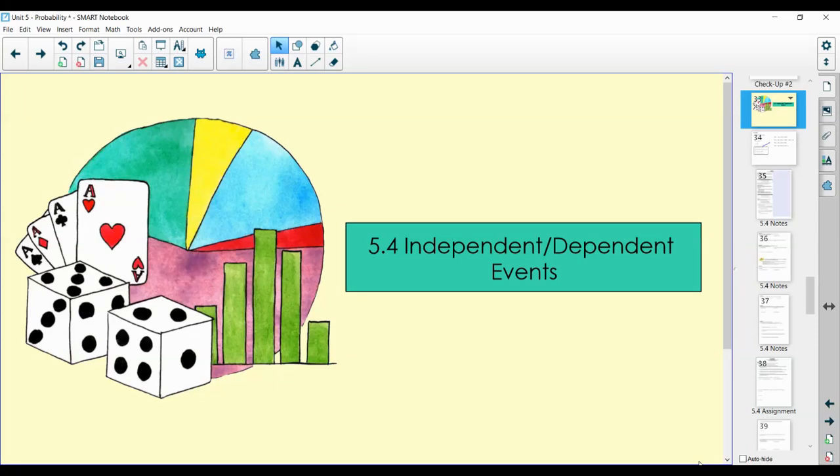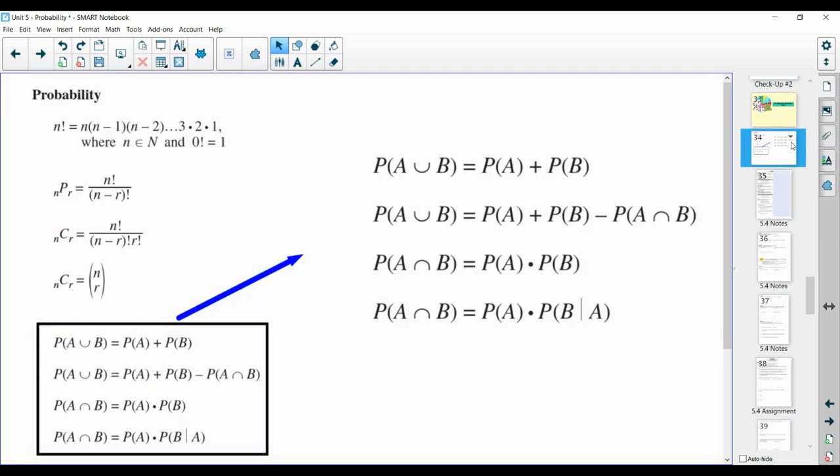Welcome back. Today we're going to be looking at topic 5.4, independent and dependent events. Now, before we get into the examples and the definitions, I want to draw your attention back to your formula sheet. On your formula sheet, you have 4 formulas that we use for probability, and we looked at 2 of them yesterday.